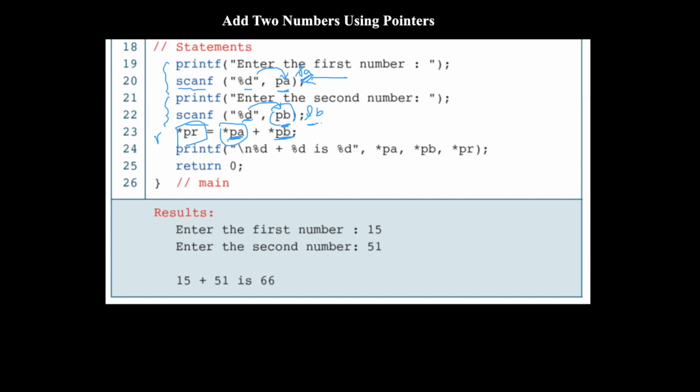So alternatively, you can also say r equals *pa plus *pb. This will have the same effect as this. So this is the example, and then you print this out and you can see the addition, 15 plus 51, assuming the user enters 15 and 51 respectively for the first number and second number. So this illustrates the use of pointers and pointer operations to get you the summation of two numbers.